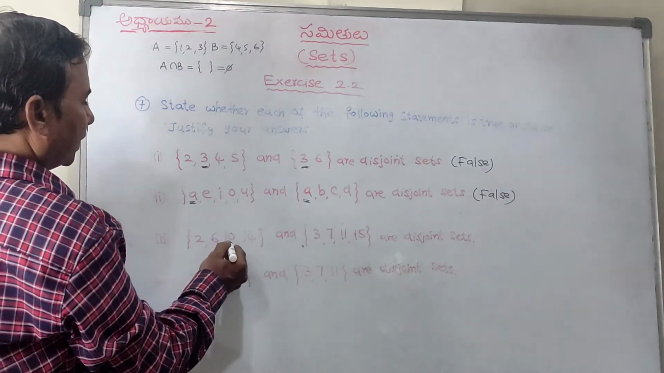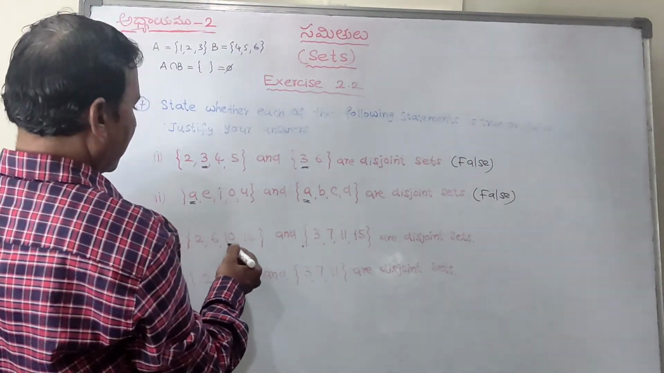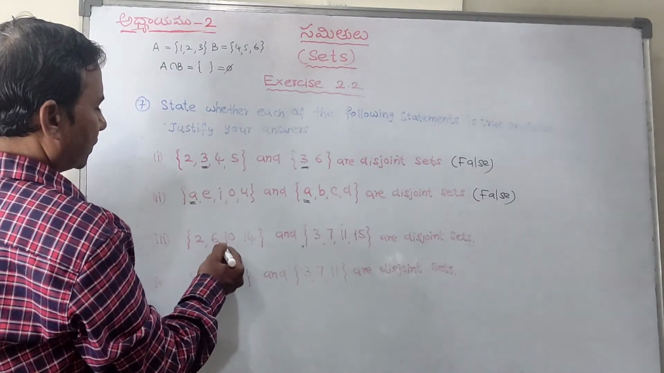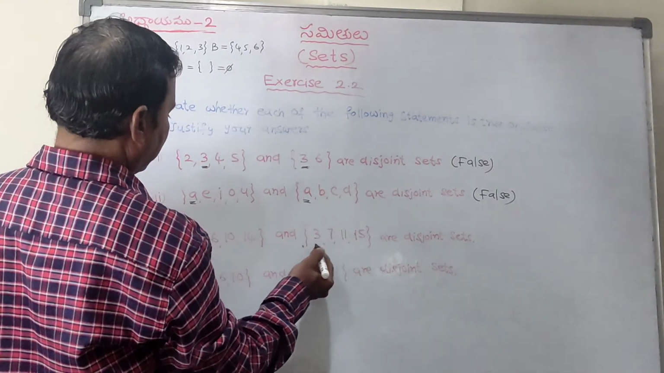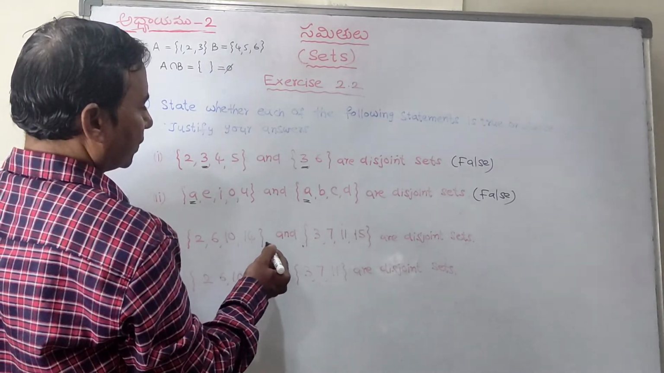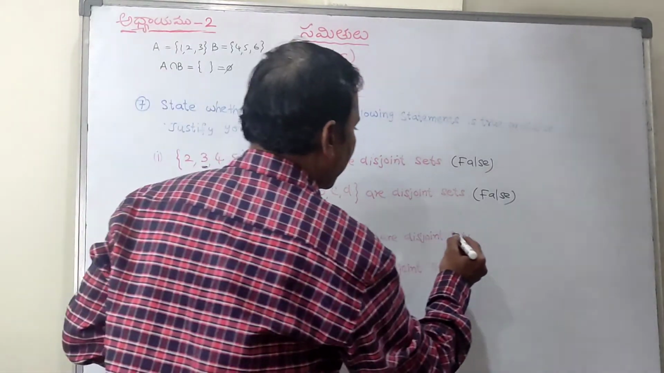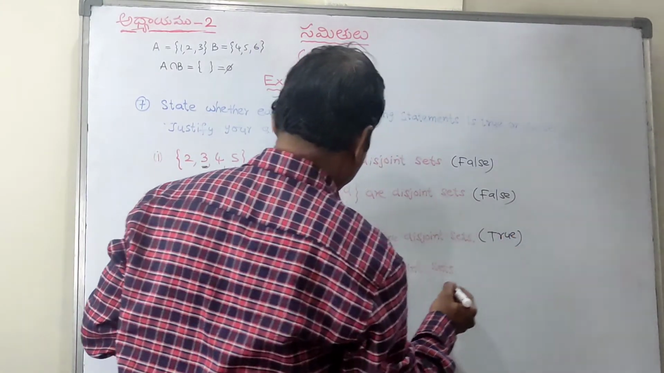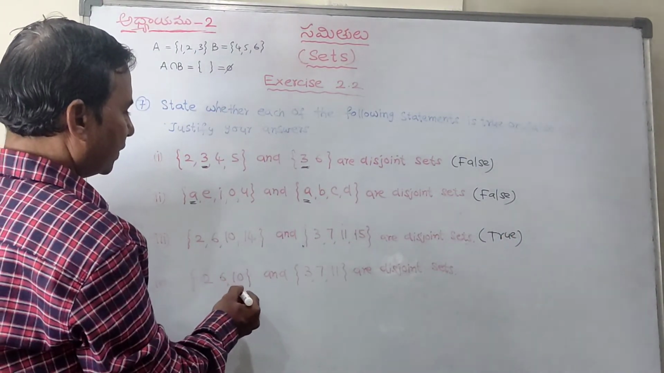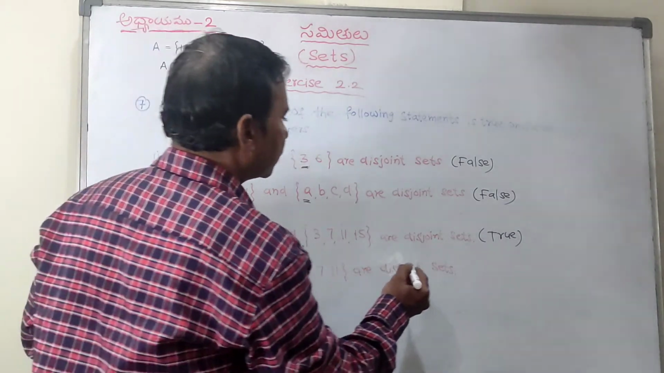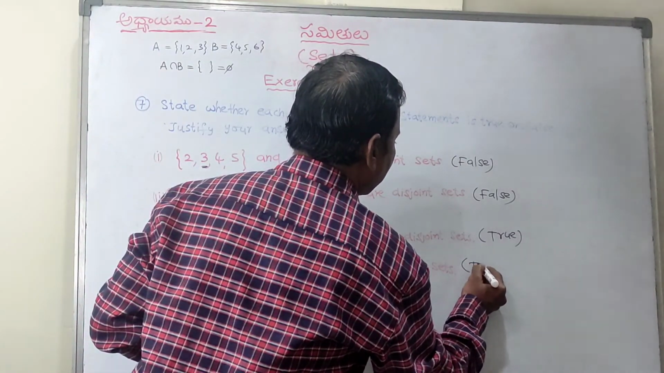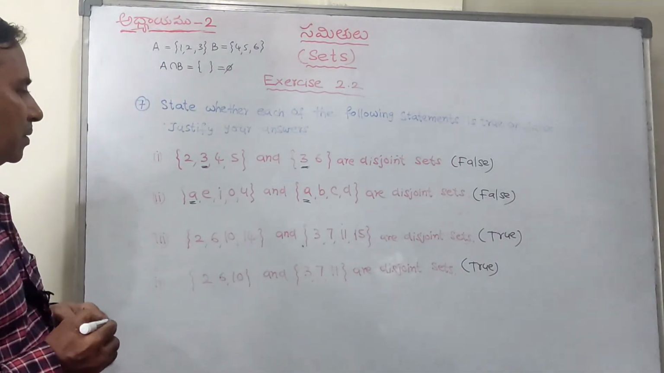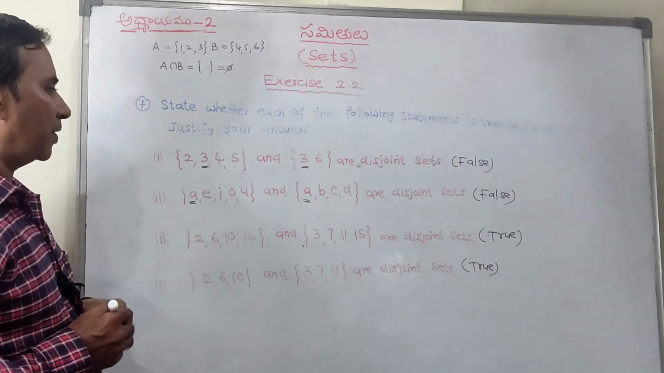2, 6, 10, 14. Are there any common elements among these two? No. Here no 2, no 6, 10, 14. No repetition is there. So we have to write it is true. The last one, 2, 6, 10, and 3, 7, 11. Here also repetition is not there. So we have to write yes, they are true. They are disjoint sets. Clear?